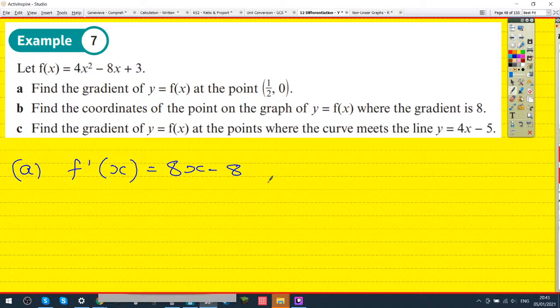And then we just substitute a half into x. Which gives you 4 minus 8. Which is minus 4. Well done. Part B.